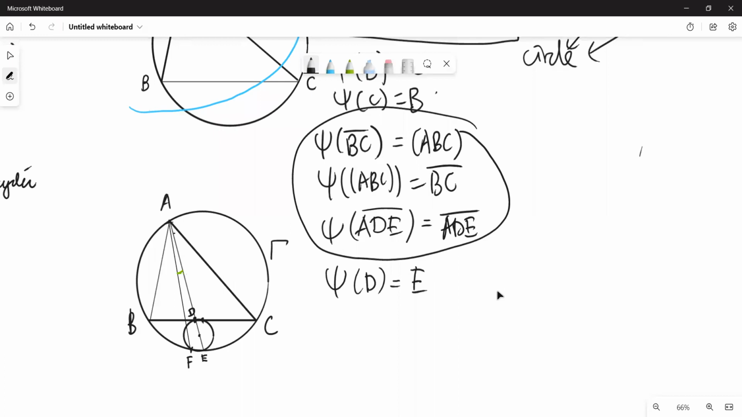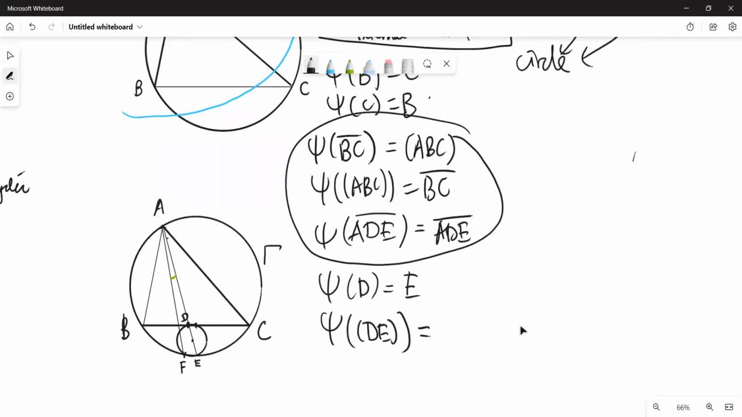But now, how about the circle with diameter DE? The circle with diameter DE, where is its image? So this one is a bit tricky because it doesn't use the concepts we learned, but it's a very simple observation if you notice it. So where does the circle with diameter DE get mapped to?